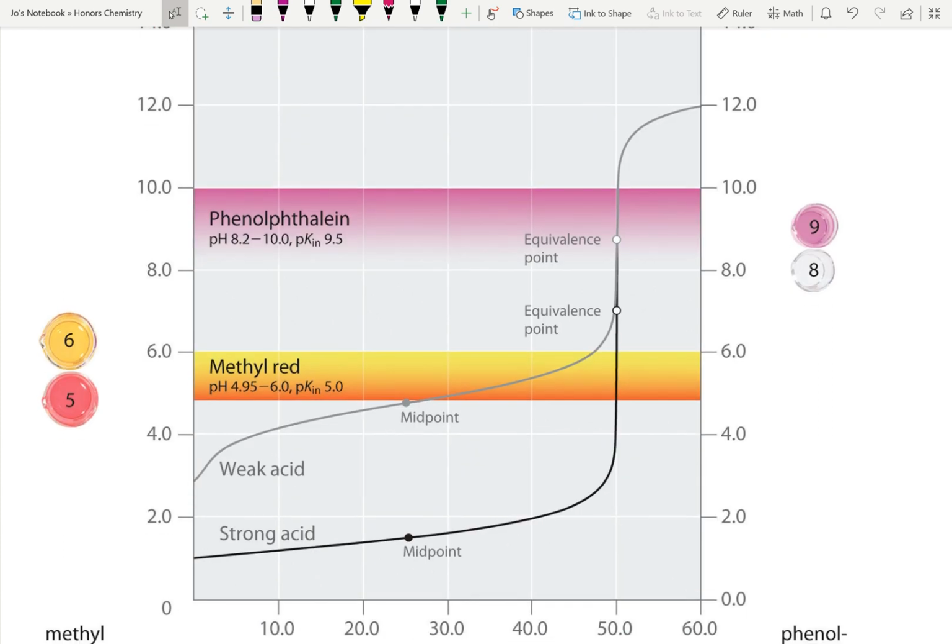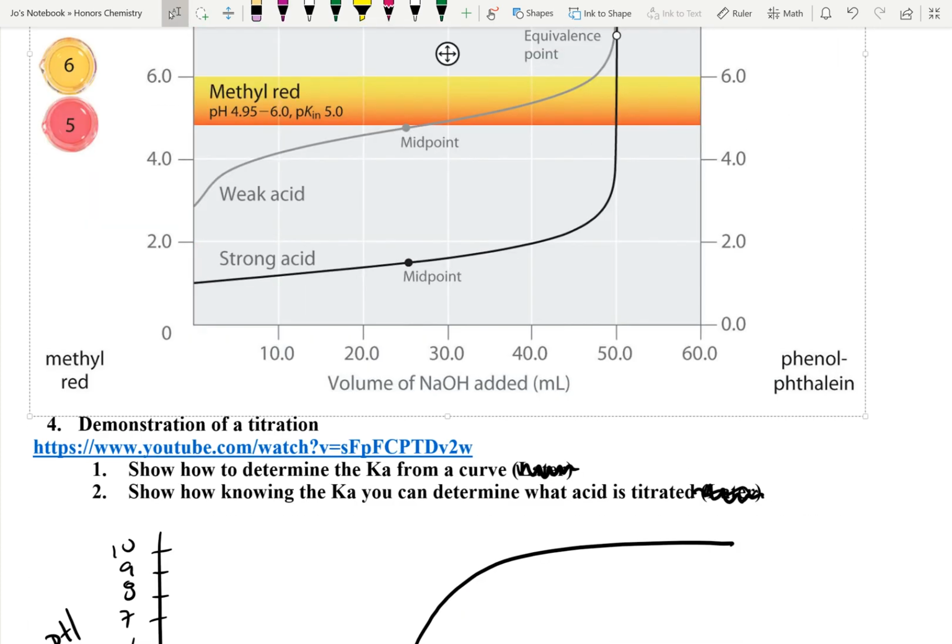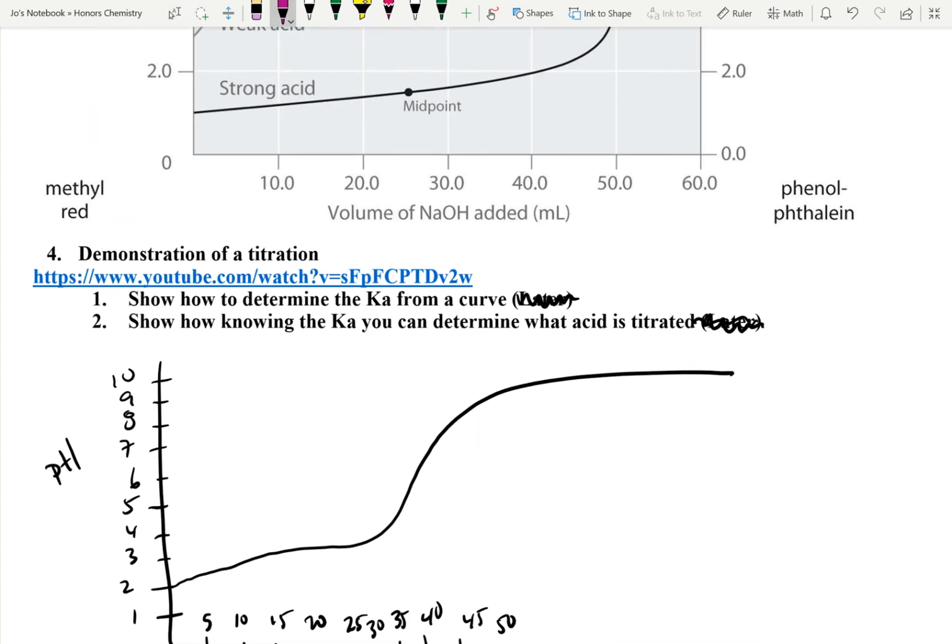And here's another one showing where the indicators change and why you would choose those different indicators, and why methyl red could work, or phenolphthalein. You want it to change close to where that equivalence point is. And then I really highly recommend a demonstration of a titration, seeing how to actually do that. It's a very typical thing that you would do in college.